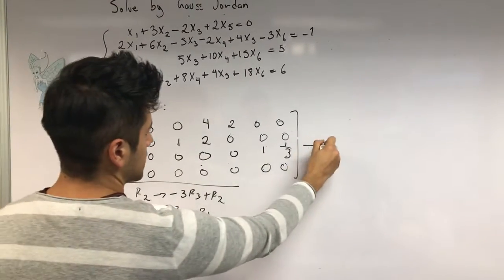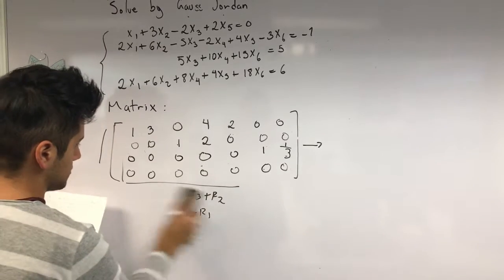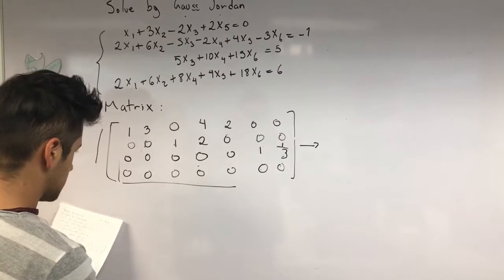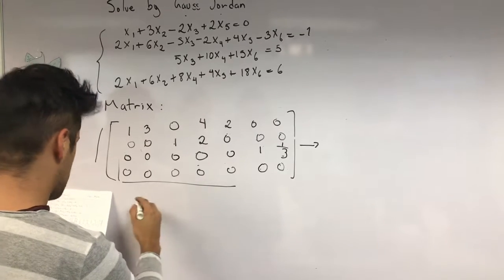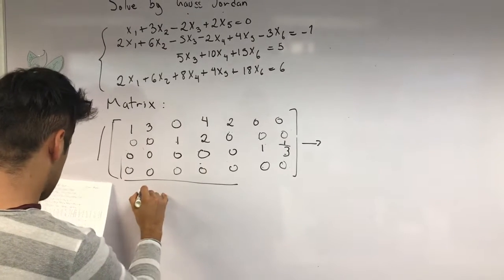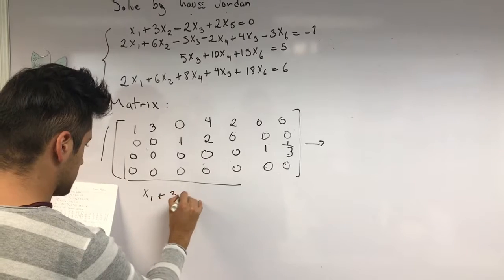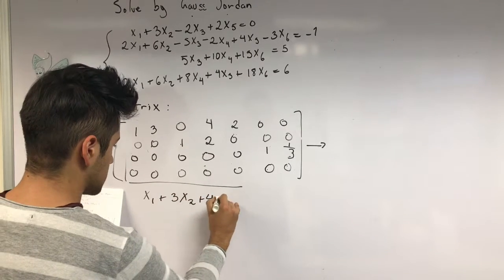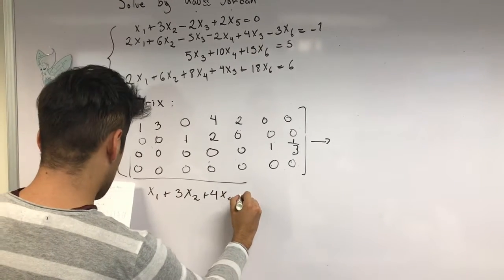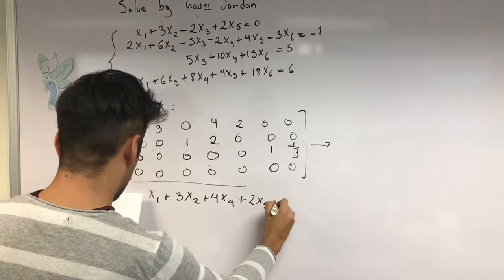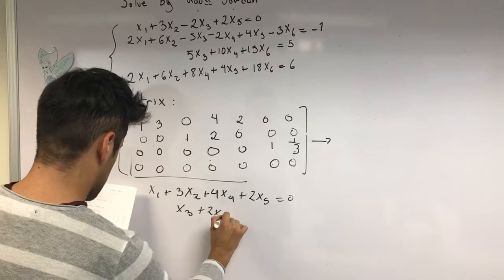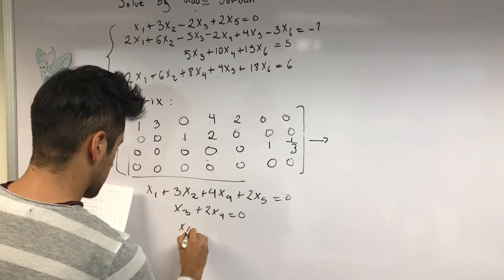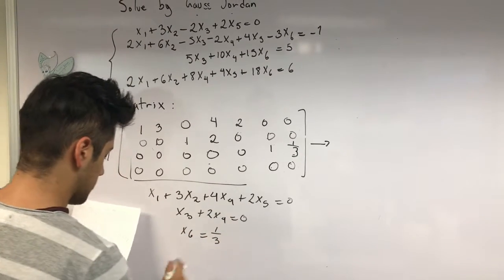Okay, so then we can convert this into a system of equations, giving us x1 plus 3x2 plus 4x4 plus 2x5 equals 0, x3 plus 2x4 equals 0, and x6 equals 1 over 3.